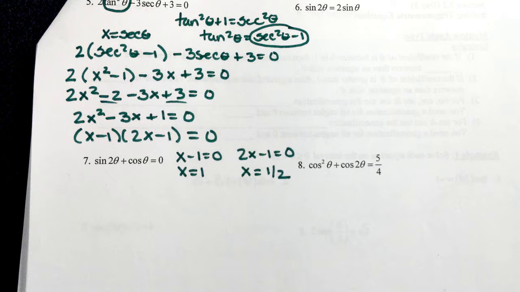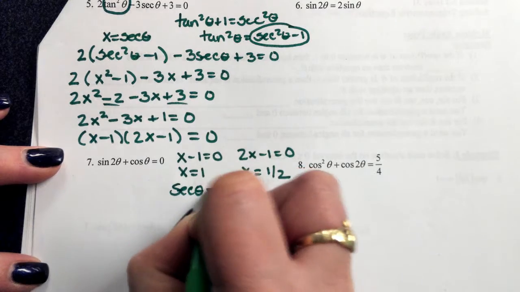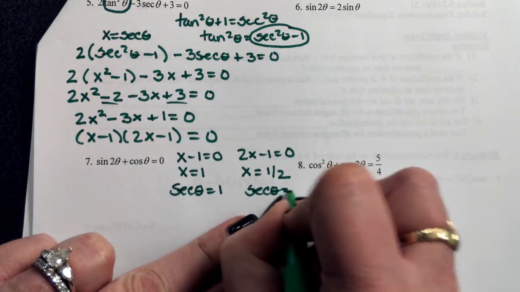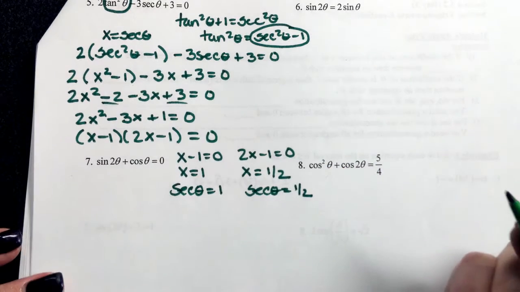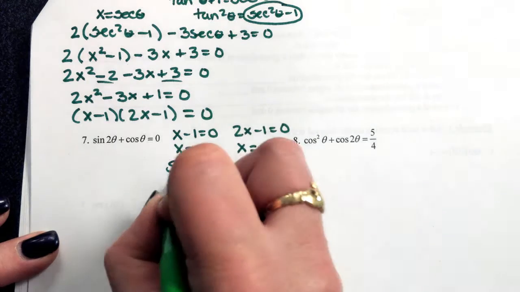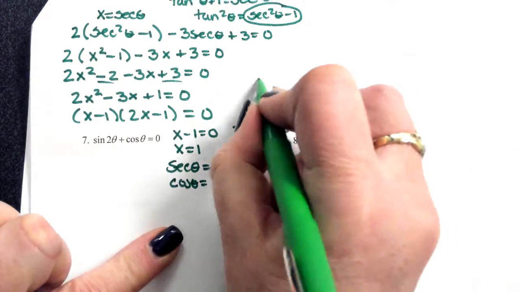So now what do I need to bring back in? What was x originally equal to? Secant. So I want to know where secant theta is equal to 1 and secant theta is equal to 1/2. Well, secant's reciprocal of the what? Cosine. So I need to know where the cosine of theta is equal to the reciprocal of 1, which is 1.